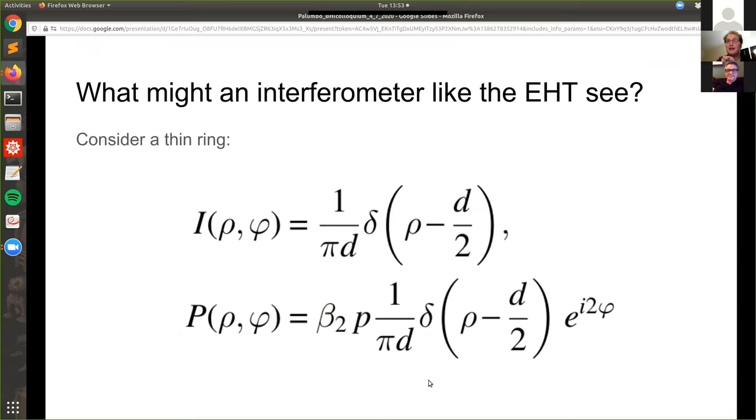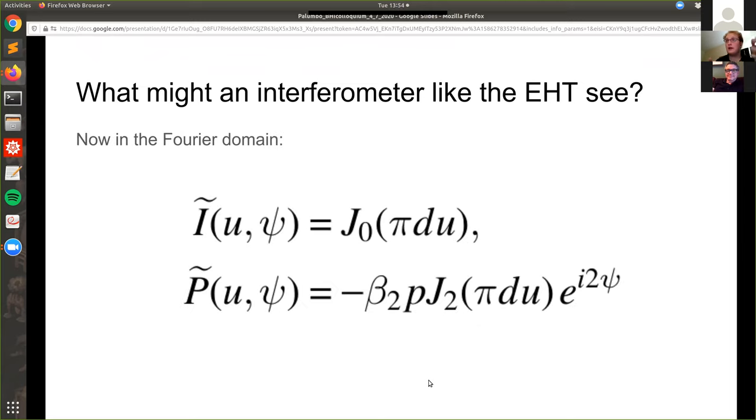We've got a lot of thin ring experts in the room. Of course, the Johnson et al. paper used this particular formalism, so you'll recognize it. If you were to have a thin ring, a delta ring at a particular diameter d, we could prescribe some polarization, a constant fractional polarization p, and a phase of the beta 2 mode given by beta 2, and just demand that there is a smooth azimuthal evolution of the EVPA given by e to the i2 phi. Then we can create essentially those diagrams that we've been showing, actually in the image plane.